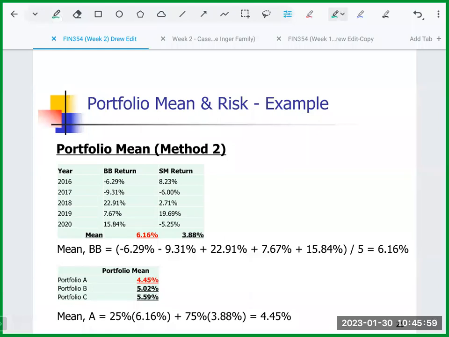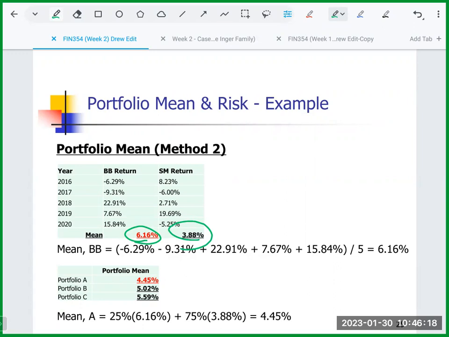Okay, so now we have again the same thing, BB and SM. First of all, we calculate the mean return for BB and the mean return for SM. We simply do it for all the years here. So we just add them up together, divide by 5, and you get the answer.